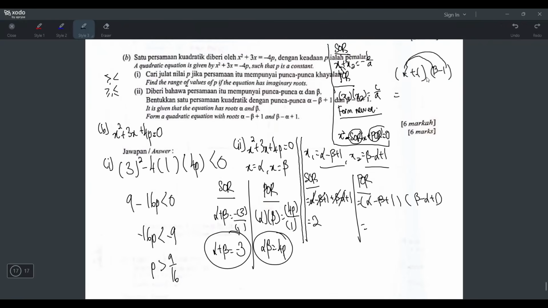Depan darab depan, depan darab belakang, belakang darab depan, belakang darab belakang. That's how you expand lah, kalau two term, two term. But imagine if it's three term, two term. It means alpha minus beta plus 1, alpha plus 1: three term, two term.